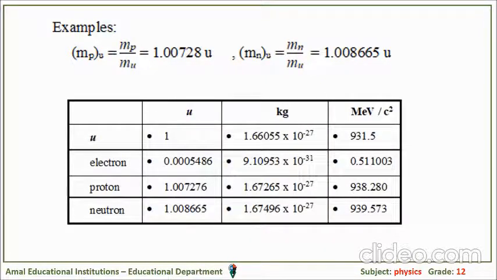This is a table representing the relationship between the atomic mass unit in kilogram and mega electron volt per c squared, and the mass of the electron, proton, and the neutron. Nothing is to memorize. All should be given.